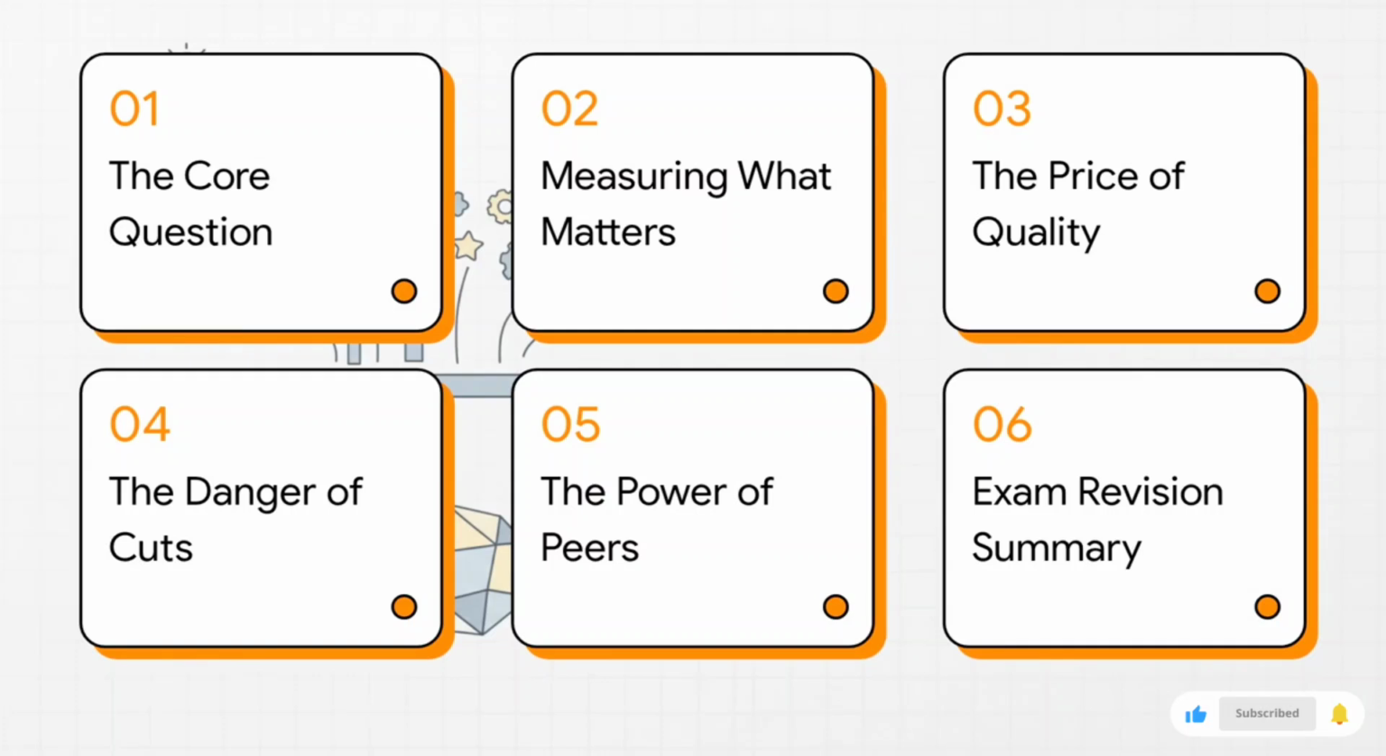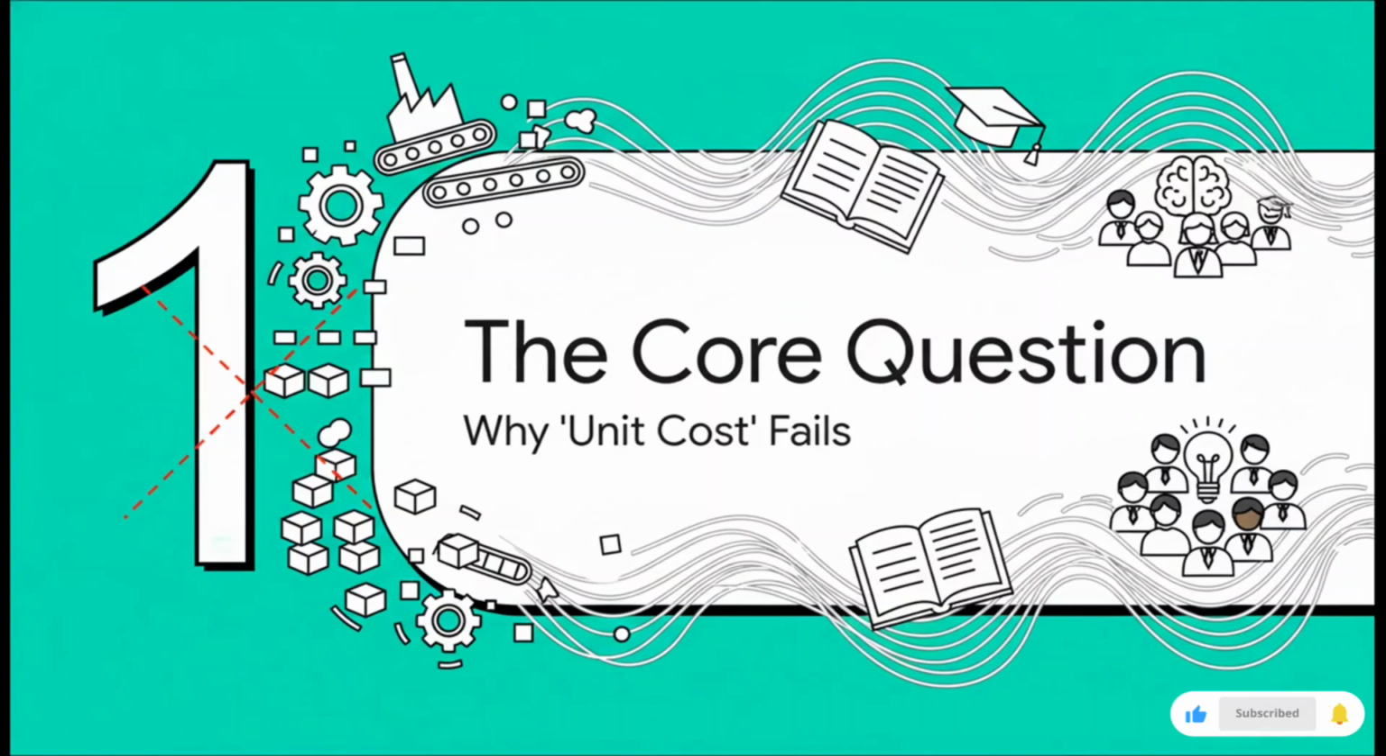Here's our roadmap. We're going to tackle this by breaking down the 4 key reasons cost per student is the wrong way to think. Just think of these as the 4 pillars you can use to build a perfect exam answer. Okay, so let's frame the central question we're really diving into today, the kind of question you might actually see on your exam paper. Why is taking a factory-style unit cost idea and applying it to a university or school so problematic?